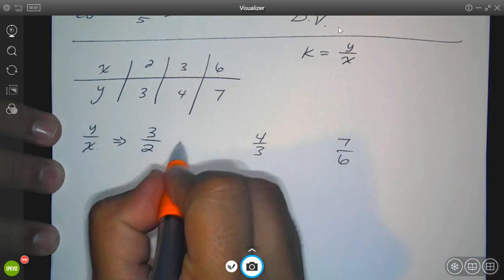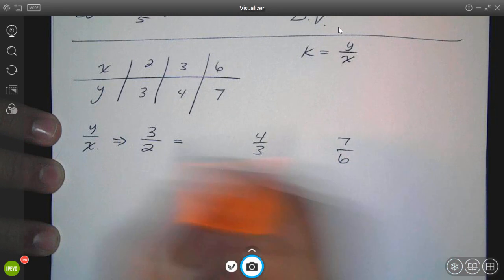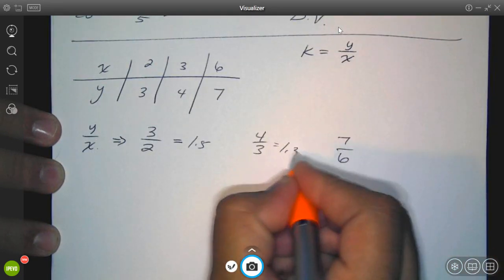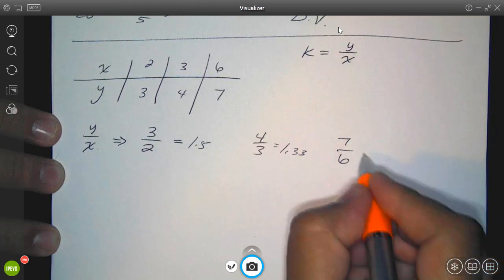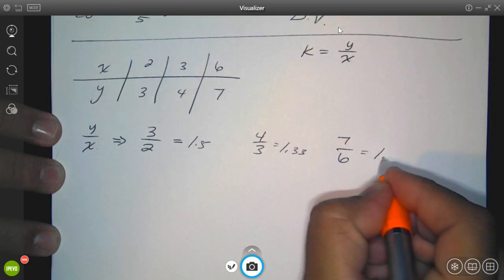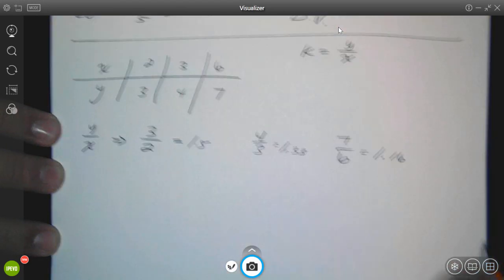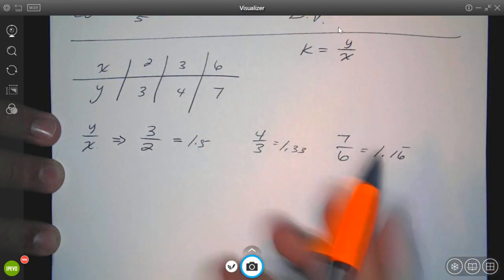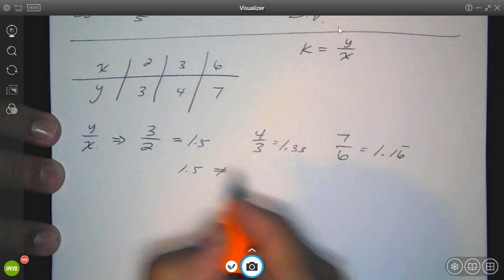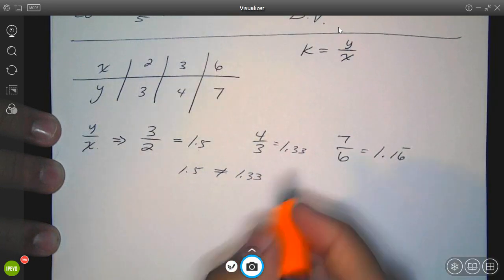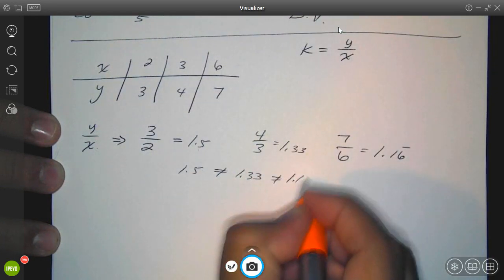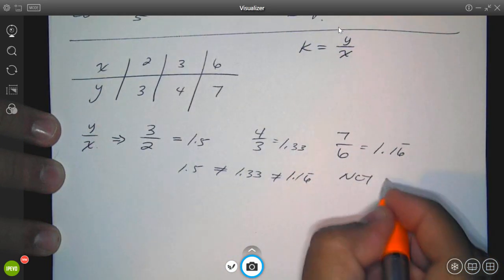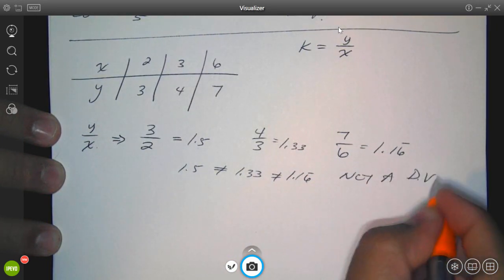Again, you can tell that these are not equal. Why? Because this is 1.5 as a decimal. This is 1.33. And lastly, this is 1.16, I believe, with the bar repeating. So as you can see, these are all different. 1.5 does not equal 1.33, and 1.33 does not equal 1.16. So this is not a direct variation.